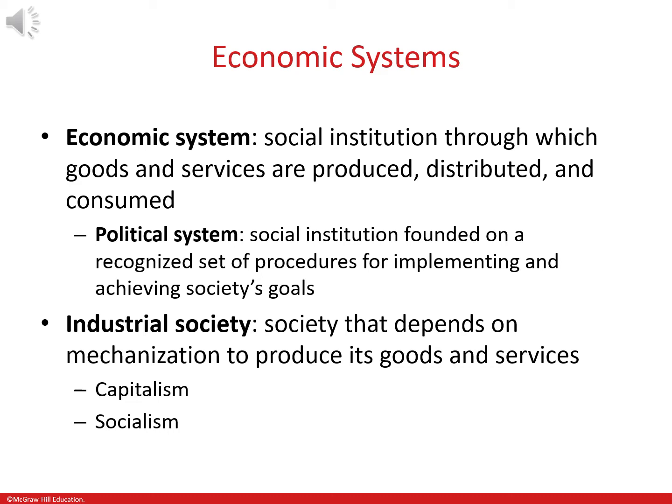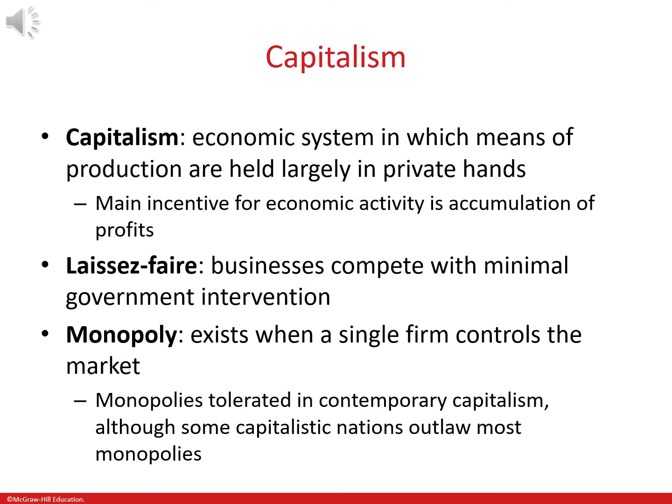Then we have capitalism and socialism. Capitalism. So this is where a small amount of companies will have most of the power when it comes to the economics of a certain country. And then laissez-faire is where the government is not involved when it comes to business or people's personal lives. And monopoly is where a certain business controls the market.